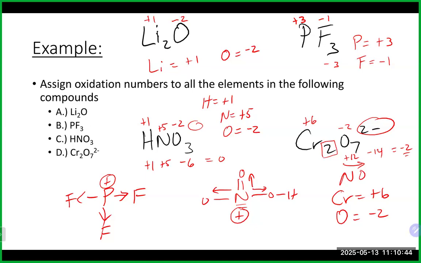Being able to assign oxidation numbers is really important in this chapter, so you understand what's going on, who's being oxidized, who's being reduced. Any questions on it? All right, good place we'll wrap it up.